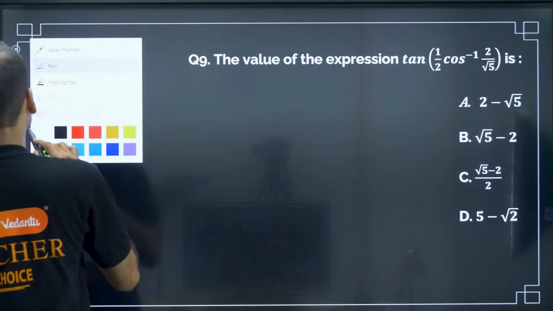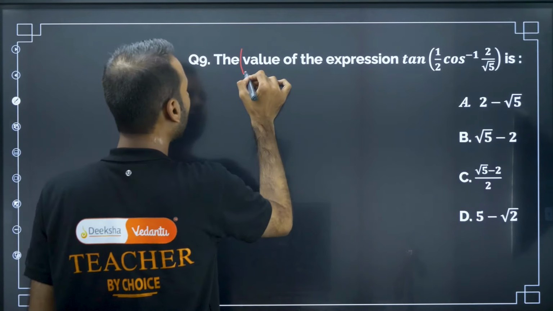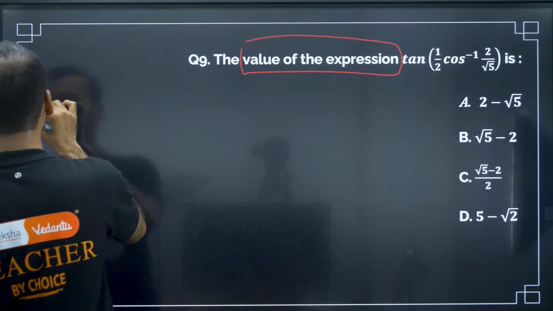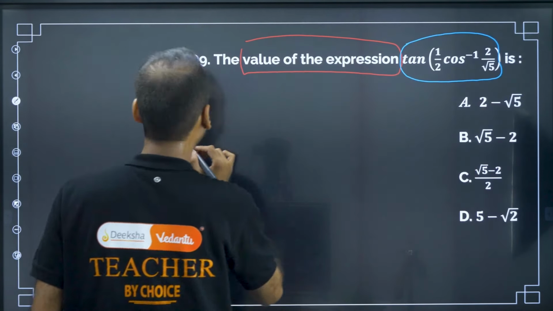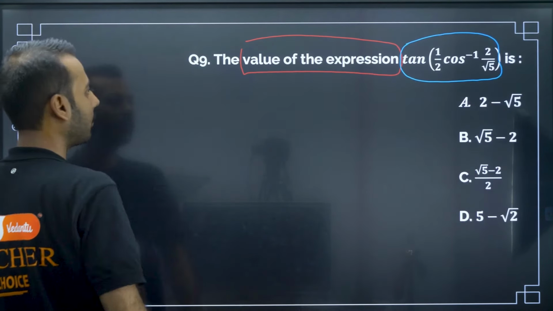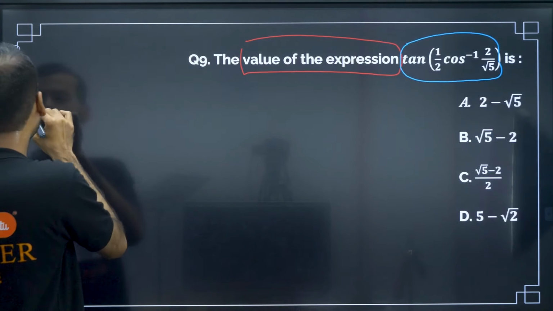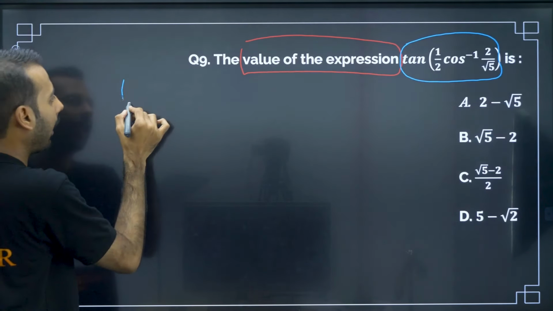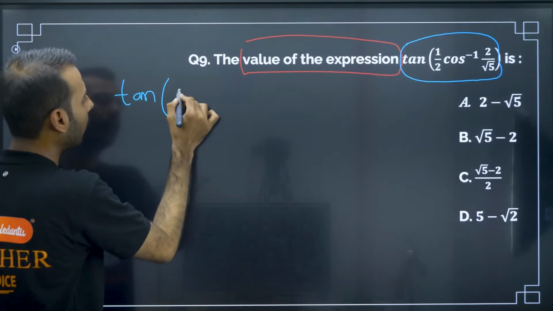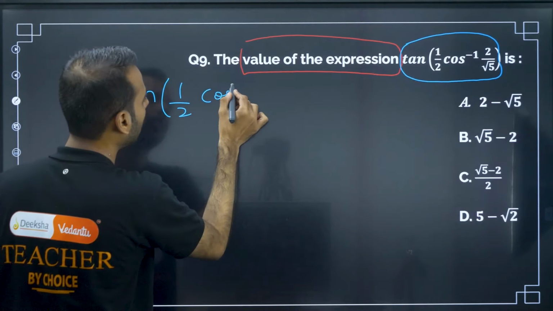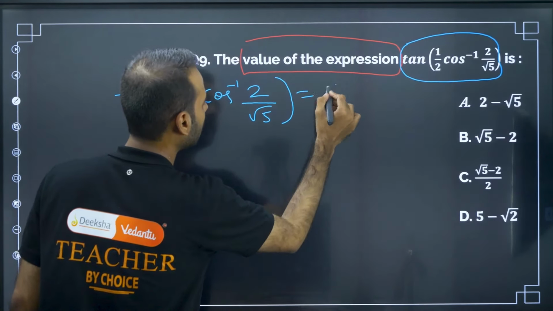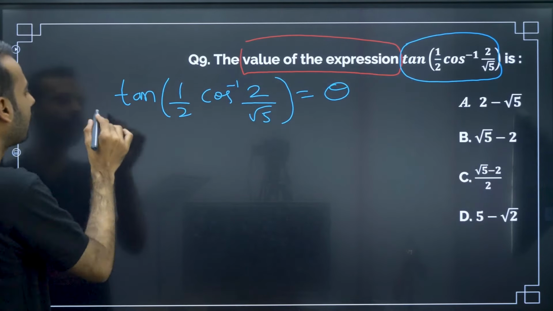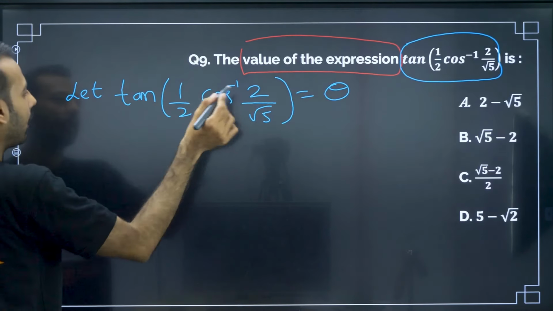Next, the value of expression. Again, they are asking the value of an expression. What is that expression? Tan of something they have given. Let me copy and paste that expression: tan of 1 by 2 cos inverse 2 by root 5 is equal to theta. Let me call whatever they have given as theta.